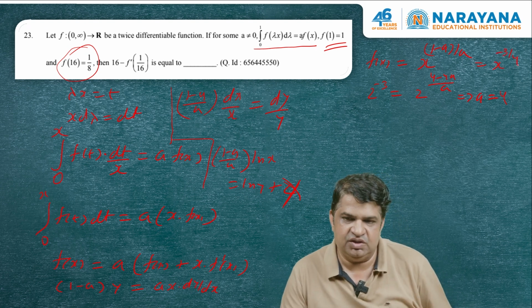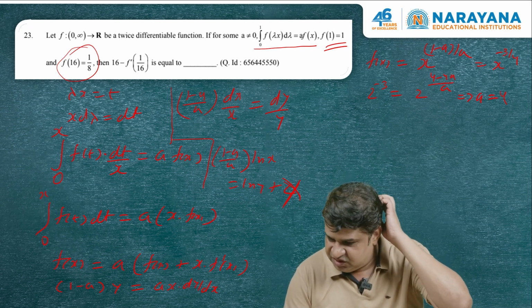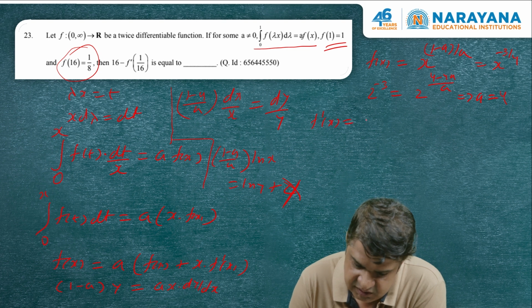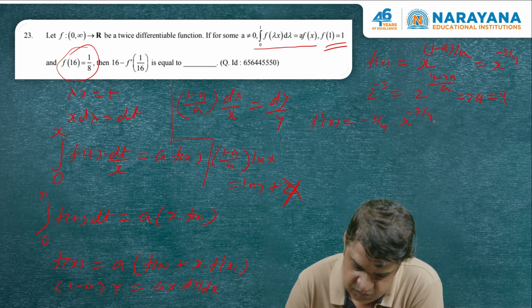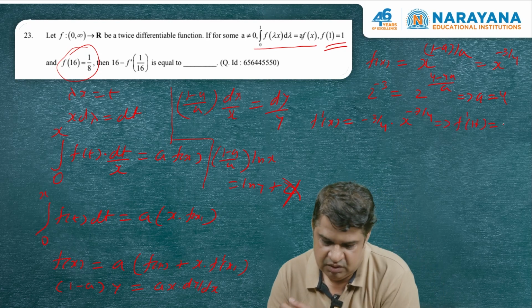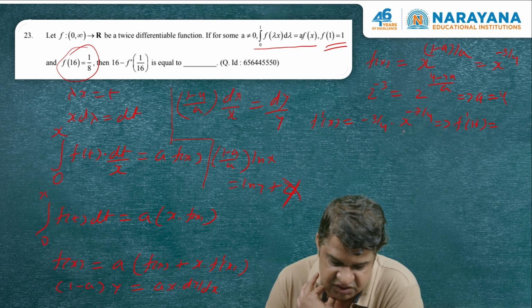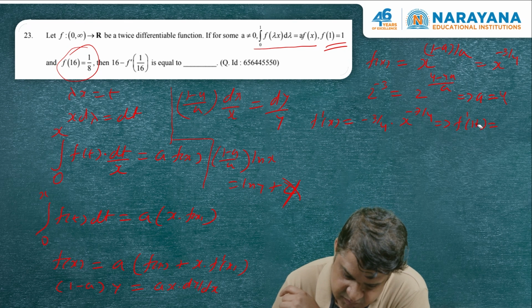Now, if f of x is x power minus 3 by 4, then we need f dash at 1 by 16. So, differentiate it, f dash x is minus 3 by 4 x power minus 7 by 4. Now, we need f dash value at 1 by 16, not at 16. So, we need f dash value at 1 by 16.